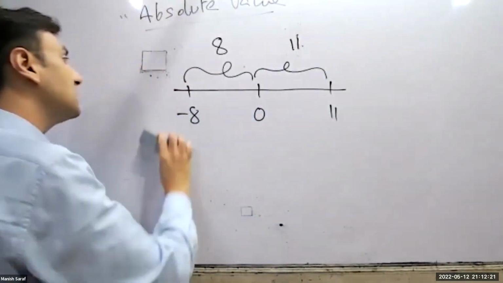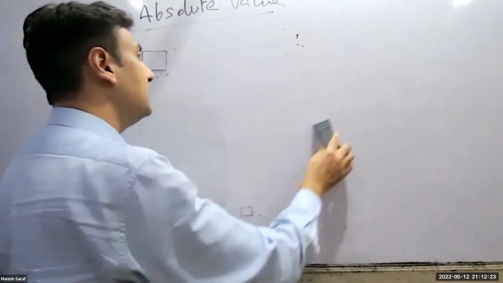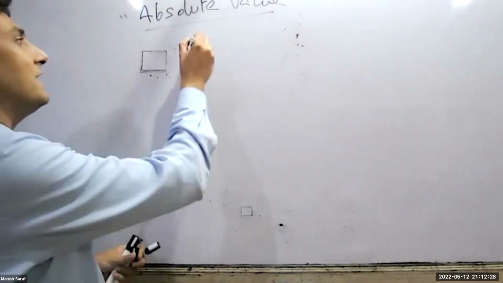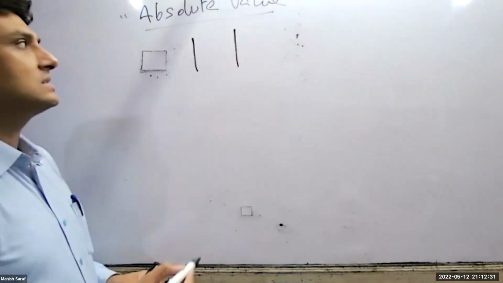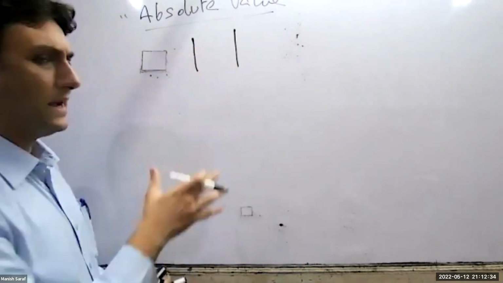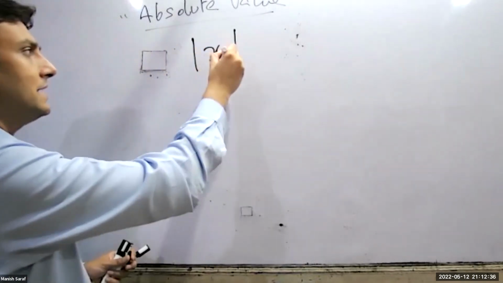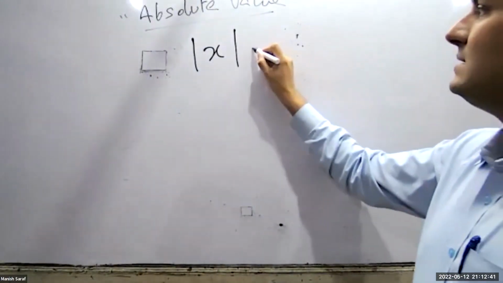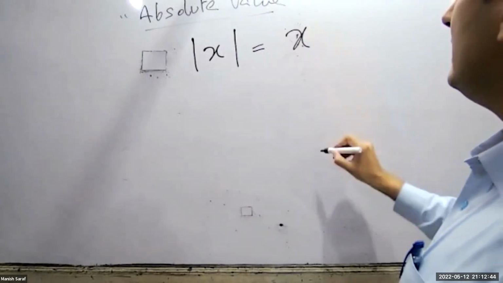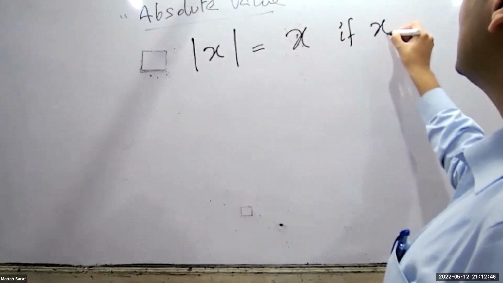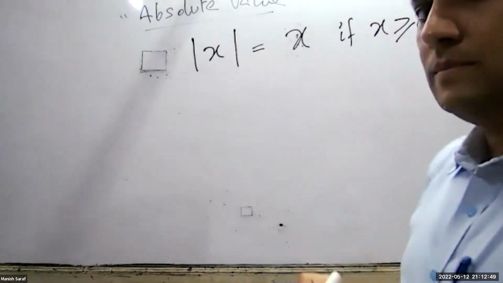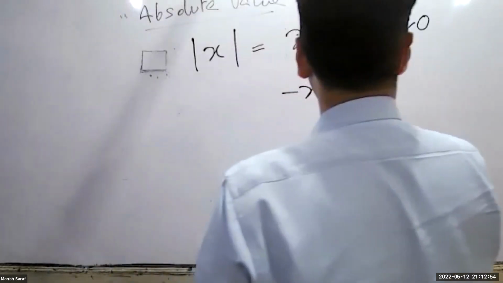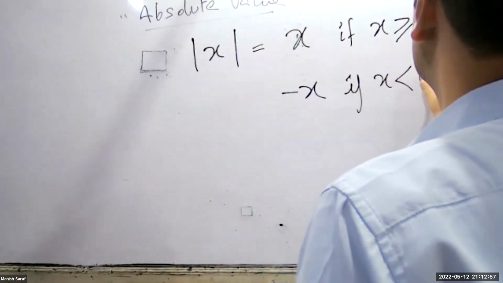If I have to read it as a mod function, from a function's view, then the definition goes like this. To find absolute value, you will have these, I call them vertical brackets. Inside them there will be some value, let's say x. So the absolute value function of x is defined as x if x is greater than or equal to 0. Otherwise, it is minus x if x is less than 0.